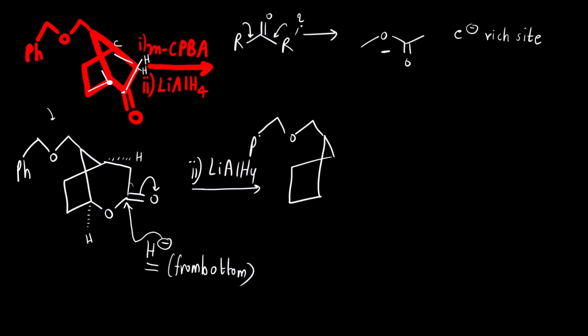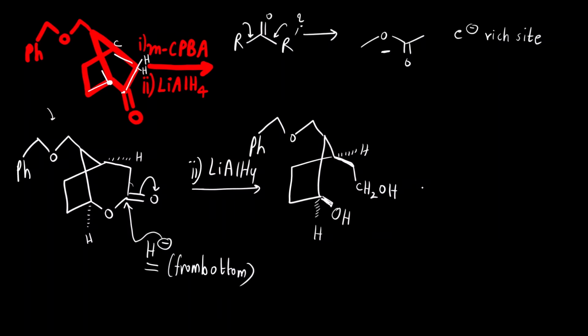OCH2Ph. Now here this is below the plane, so you will get this group above the plane, CH2C=OH. Then here H is below the plane, so OH will be above the plane, like this. And we know LAH further reduces this to a primary alcohol. So what will be the product? The product will be CH2OH.